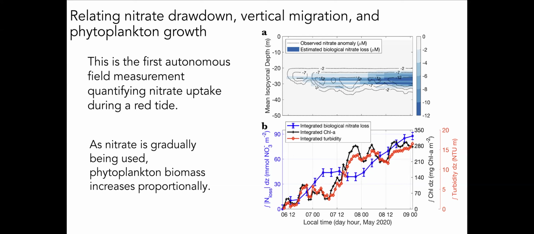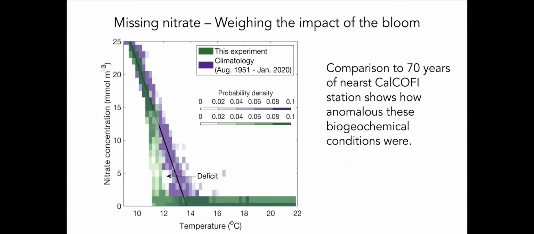So this was a pretty clear demonstration that this vertical migration was indeed directly linked to the nitrogen drawdown. It did indeed explain, at least from one perspective, how the nitrogen needs of this biomass bloom were satisfied by this biological process.